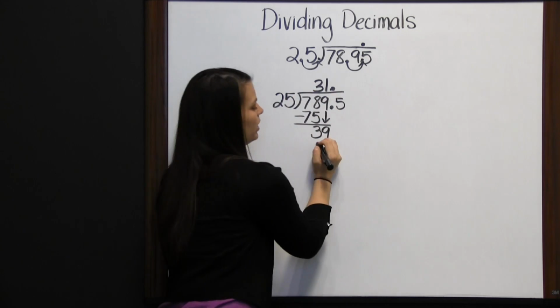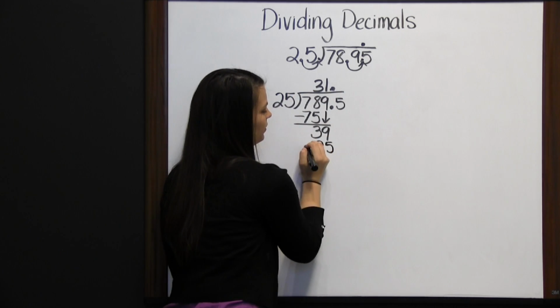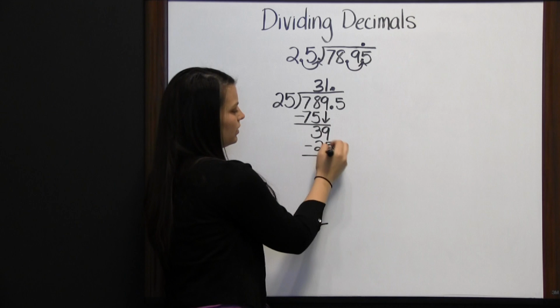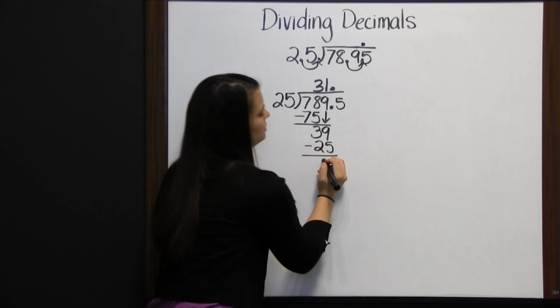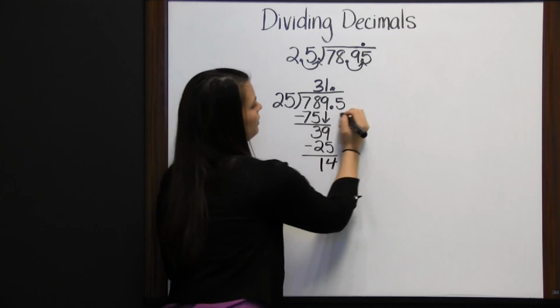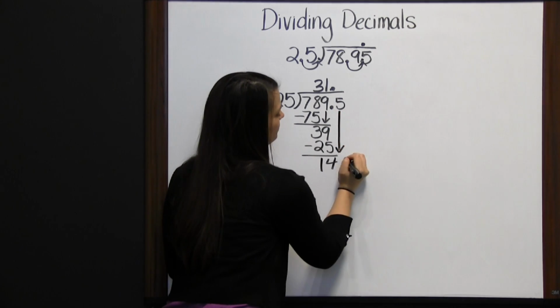25 times 1 is 25. We subtract. 9 minus 5 is 4. 3 minus 2 is 1. Then we bring down our 5.